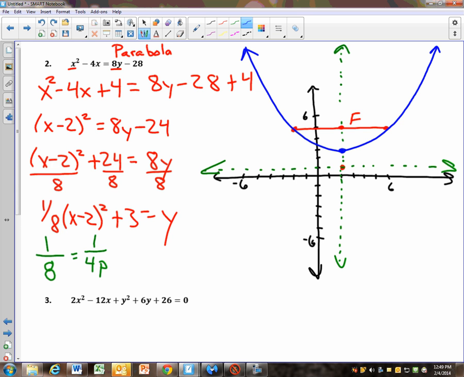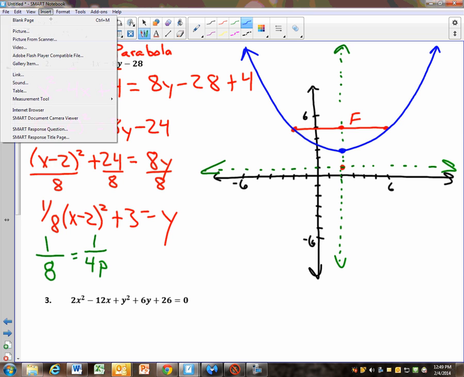Okay, how about this? If there's a part that would catch you up in this process, what would it be? Would it be completing the square? Would it be identifying p? What is it? No, that's perfectly all right.